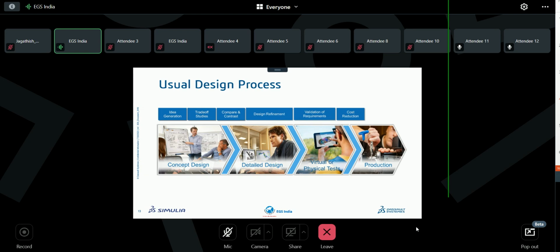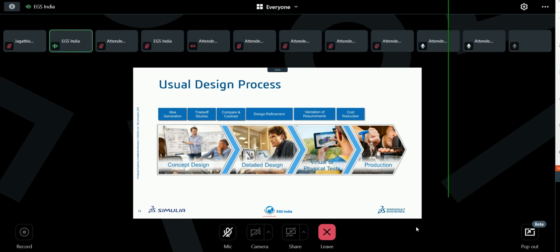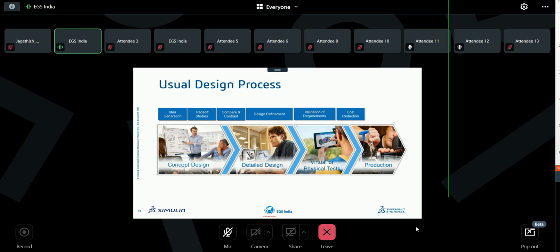With that detailed design, we will be doing either physical testing or virtual testing. Here, virtual testing is going to play a major role, since it will reduce the cost that we are going to spend on physical prototypes. After all the refinement of your design and enhancement of your product, we get into the production stage, where you will be reducing the cost that you would have invested in the earlier stages of your product.